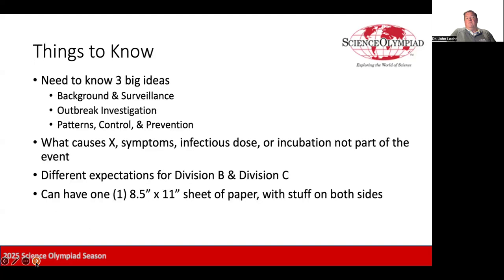Now, important things to know. I think the real thing is when it comes to this event, there are 3 big areas. You're going to talk about background and surveillance. So this is where we get into public health and some of the history, like how did public health develop, and techniques and all that. And how do we pay attention to and monitor the collective health of the population? How does that work? What information do we use? And how do we report those pieces of information?